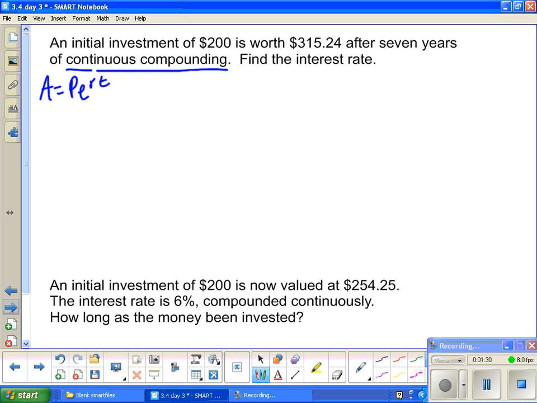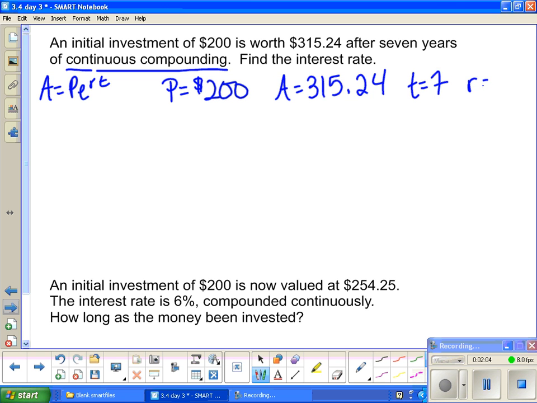So an initial investment of $200 is worth $315.24 after 7 years. Find the interest rate. So the variable we'll be looking for is R. So the initial investment of $200, that's the principal. The amount at the end will be $315.24 after 7 years. So T equals 7, and I'm trying to find R. What is the interest rate?